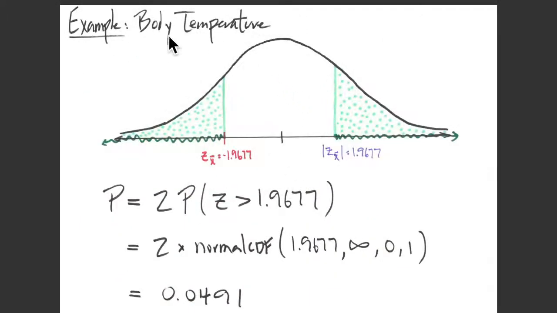And then once you realize that, computing the p-value is not hard. In fact, you can just use the symmetry of the normal distribution here. For a two-tailed test, you can just look at the probability in one tail and then multiply it by 2, which is what I've done here. So we have twice the probability that z is bigger than 1.9677. And now that would be this TI-84 command. And that turns out to be about 0.0491. So a 4.91% p-value.